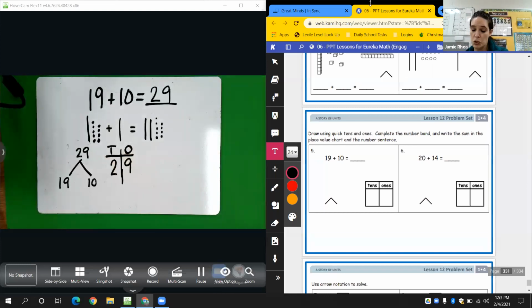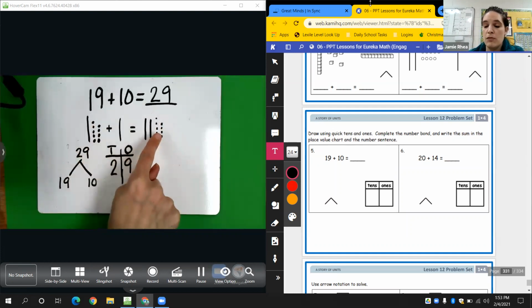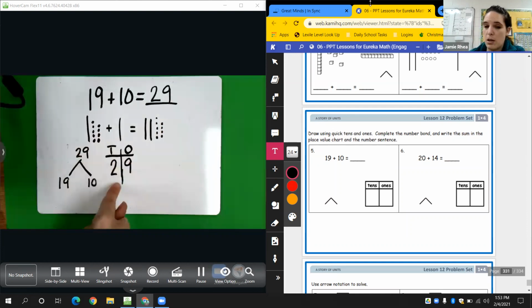Okay, there's a lot you have to do on that problem. So be careful. Make sure you're doing everything you're supposed to. You should be able to fill in your blank for your number sentence. You should have drawing of quick tens and ones. You should have your number bond filled in and your answer in the place value chart. So whatever you put up here is going to go down here.